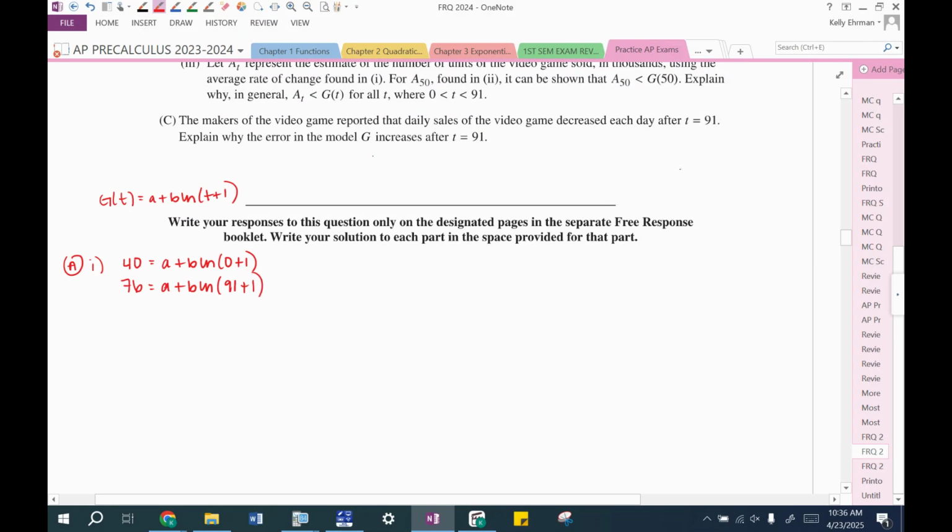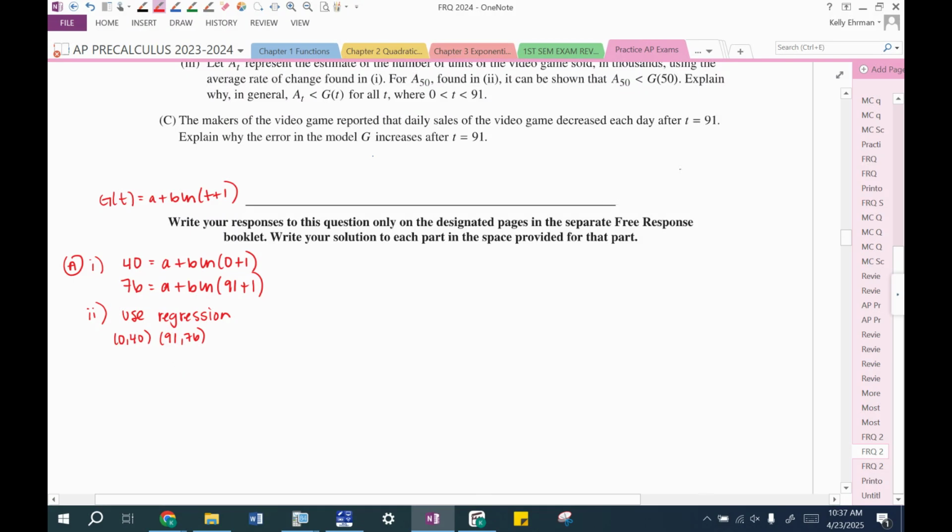Now, you could try to solve for these algebraically, because what is the natural log of 1? That's 0. So you can get A equals 40 and then plug 40 in here and go through and solve. Or you can always solve these with regression. So for part 2, I'm going to say use regression. Now, here's the problem, though. If you use regression with the points 0, 40, and 91, 76 on your calculator, you'll get an error.